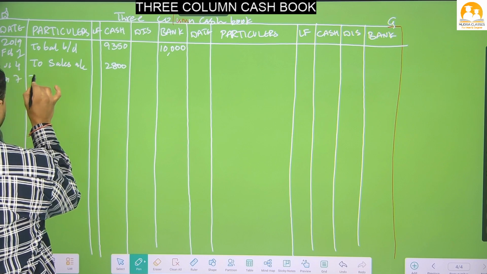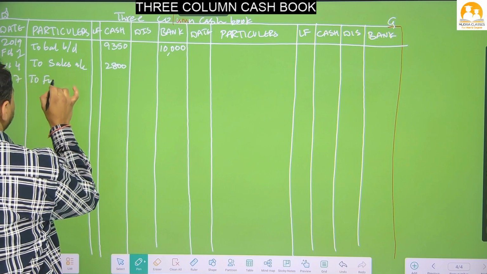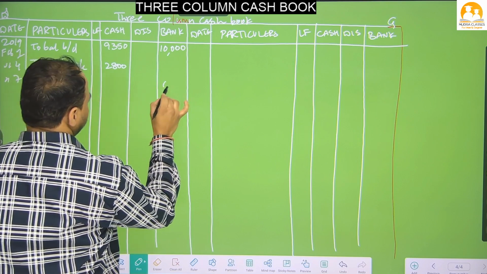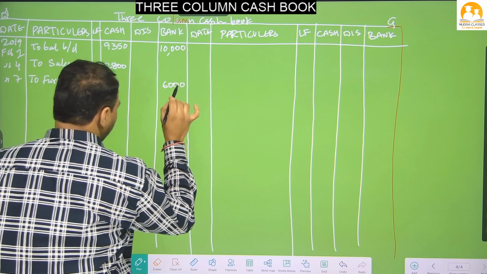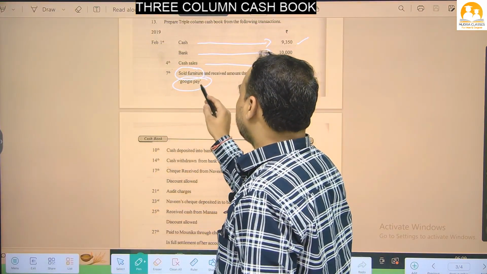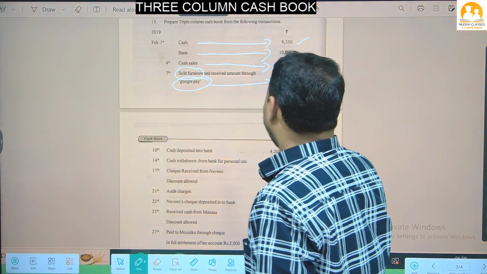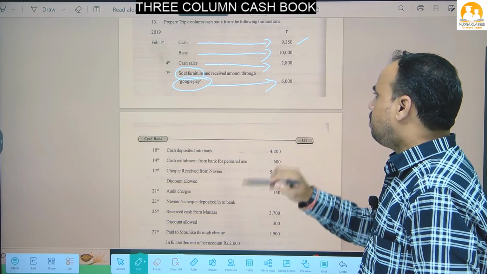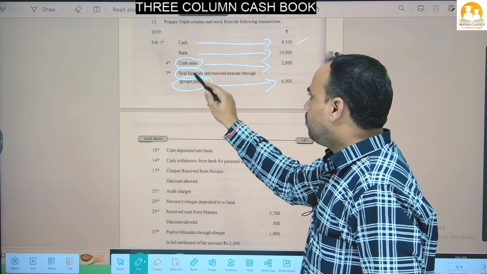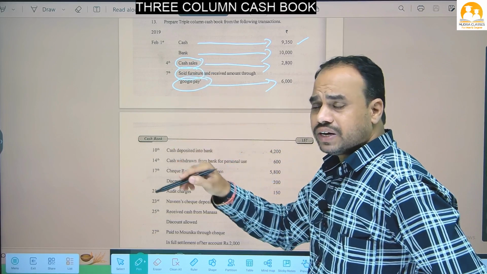Date 7. What we sold? Furniture, that's why we have to write furniture name. Okay, 6,000 rupees. Amount write in bank column because we received amount through Google Pay. Google Pay is related to bank, so we have to write in the bank column. And one more thing, here we sold cash sale means we return sales, sold furniture means we return furniture.